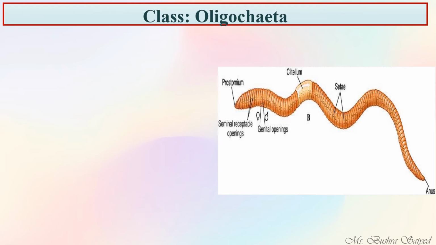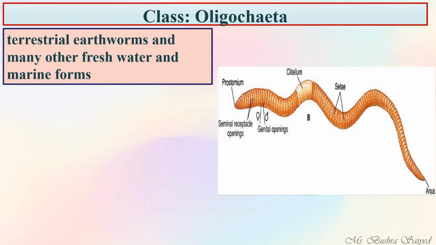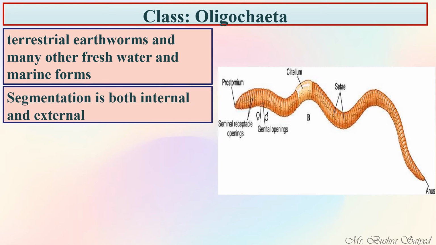Coming to the next class, that is Oligochaeta. Oligochaeta, they are the terrestrial earthworms. Earthworms belong to this particular class of Annelida. Some of them are freshwater, some are the marine forms.